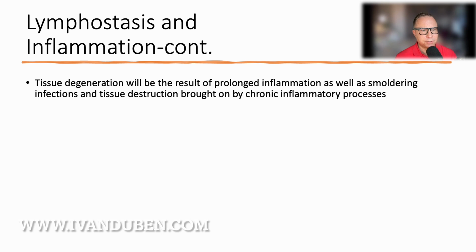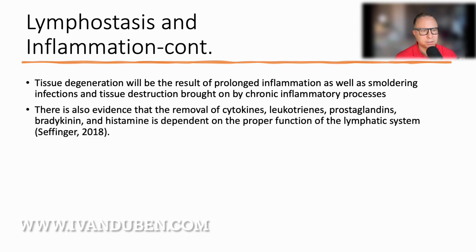Tissue degeneration will be the result of prolonged inflammation as well as smoldering infections and tissue destruction brought on by chronic inflammatory processes. There is also evidence that the removal of cytokines, leukotrienes, prostaglandins, bradykinin, and histamine is dependent on the proper function of the lymphatic system.